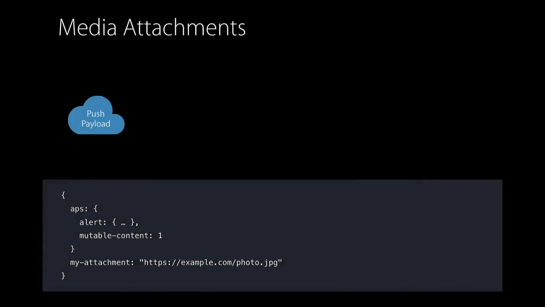So to download the attachment in the service extension, you have to set your notification to be mutable. As you see here in the payload, I set the mutable content flag. And then you add a reference to the attachment that you want to send with the notification. In this case, I use a simple URL, but you could also use an identifier that your app knows how to download from your own servers.